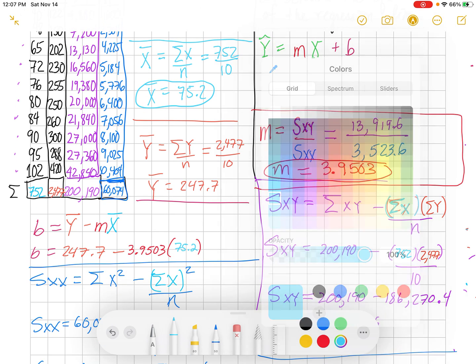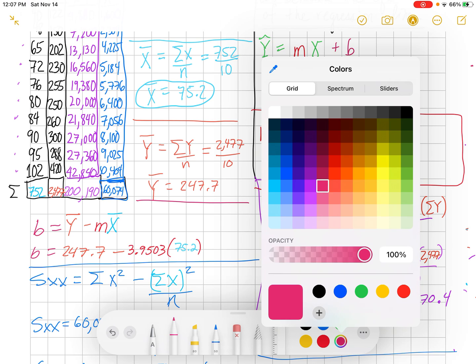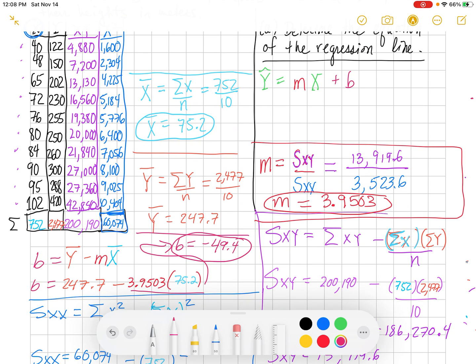Okay, now let's calculate that. I'm just not giving myself enough space. I'll draw a little arrow. What you're going to have to do is multiply 3.9503 times 75.2, and then subtract that from 247.7. And if you do all that, you should get roughly negative 49.4. I'm going to take my slope to 4 decimal places for accuracy, and my b to only 1 decimal place. So negative 49.4.